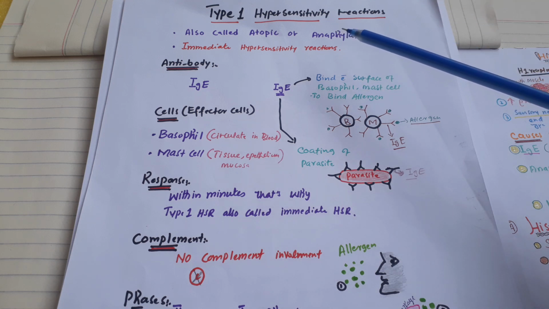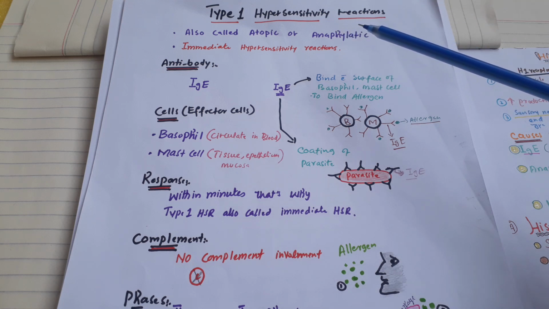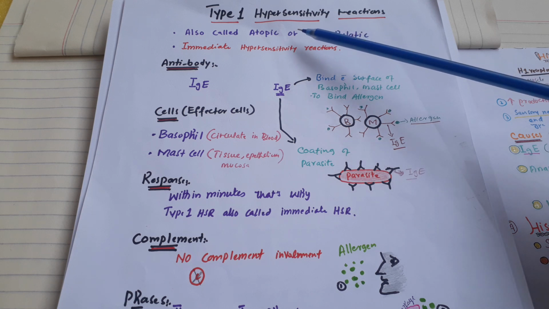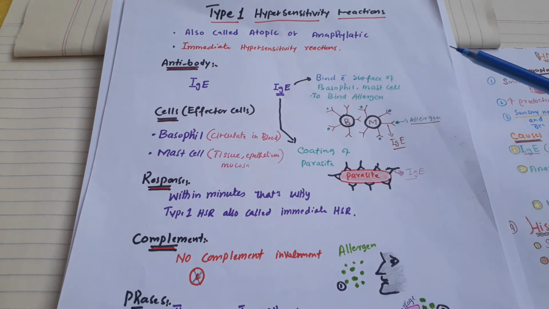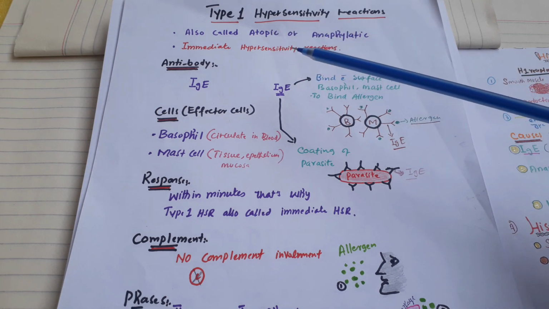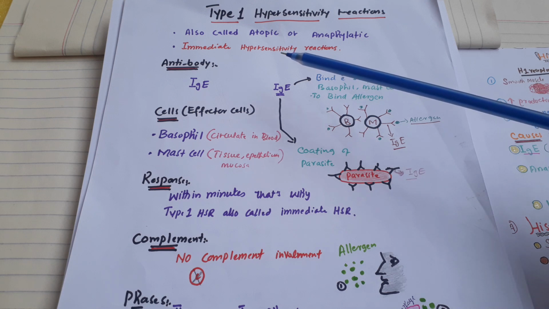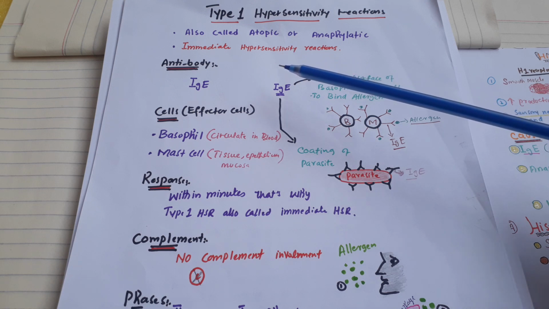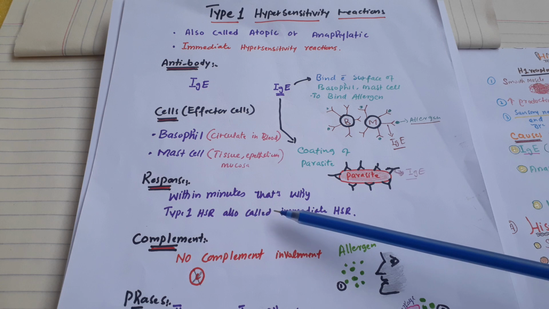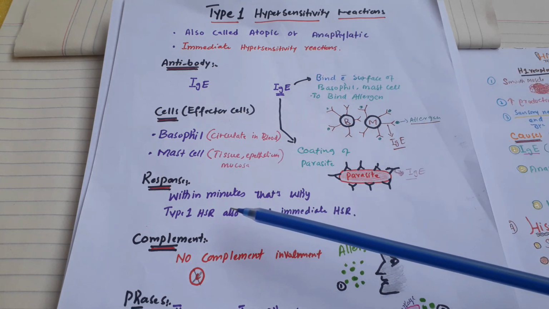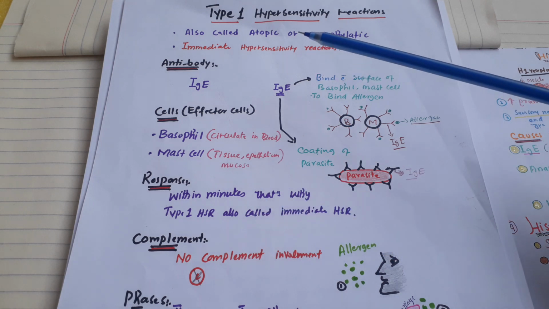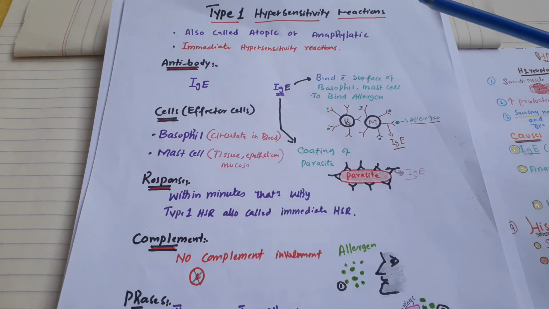Type 1 hypersensitivity reaction. We have type 1, type 2, type 3, and type 4 hypersensitivity reactions. The type 1 hypersensitivity reaction is also called atopic or anaphylactic. It is also called immediate hypersensitivity reaction, because the response of type 1 hypersensitivity reactions occurs within minutes.